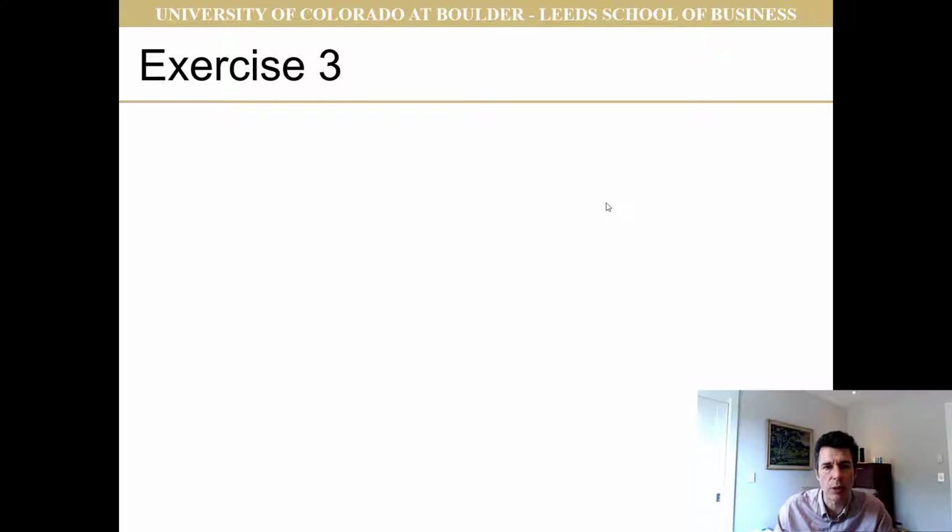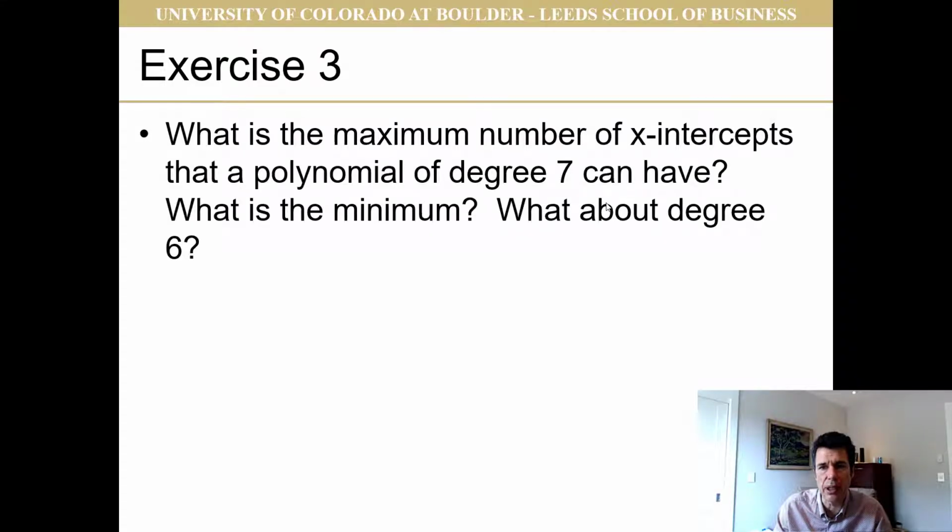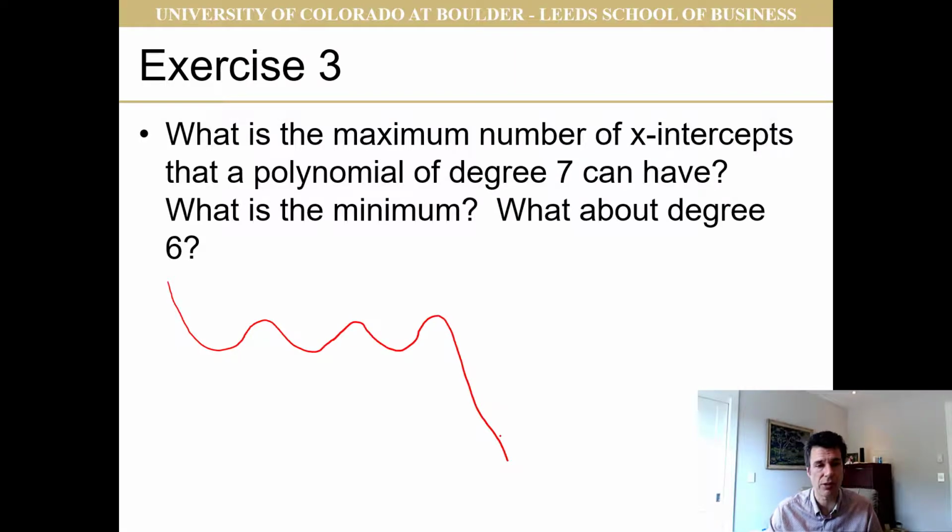For our final problem, we're going to look at the maximum and minimum number of x-intercepts that a polynomial can have. So we're going to look at degree 7 and degree 6. And the thing to remember here is that a polynomial of degree 7 can have at most 6 turning points. So I'm going to draw a function or a polynomial with 6 turning points. So if we're going down, we turn once, twice, 3 times, 4 times, 5 times, 6 times. So there's a function with 6 turning points.